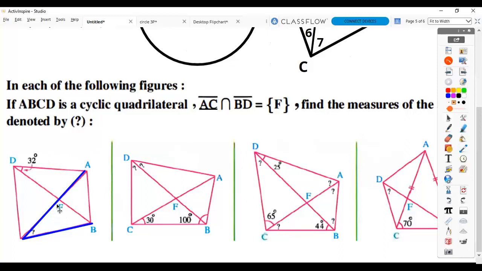You want to find the question mark also, and he says that all of these quads are cyclic. ABCD is a cyclic quad. Find the measure of the angle denoted by the question mark. Here we have 32, subtended by AB. With it, this one. So this one also is 32.